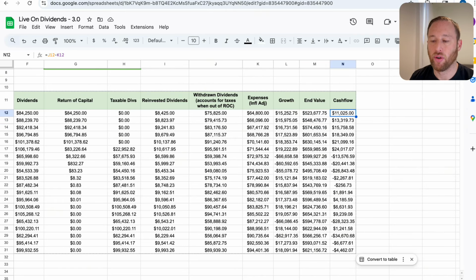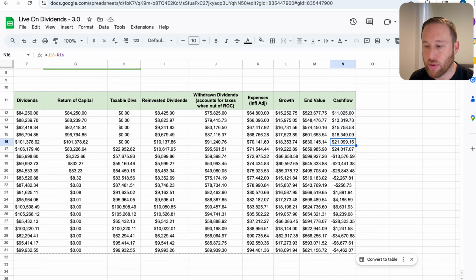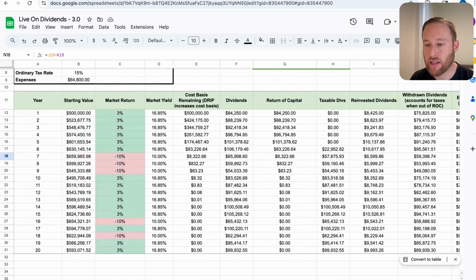We have cash flow. So again, on the other tab, we looked at our expenses. So we have our dividends that we're withdrawing minus our expenses, and that gives us a little bit of cash flow. So you have a lot of cash flow. But you can see here, guys, that once we hit the bear market in effectively year 7, and it might happen earlier, right? This is where our market yields go down, and this is where we depreciate, right? The price is coming down, the value of the assets are coming down by 10% in this case.